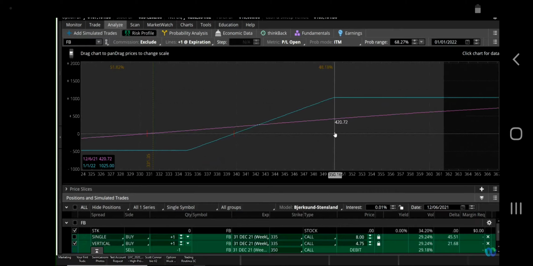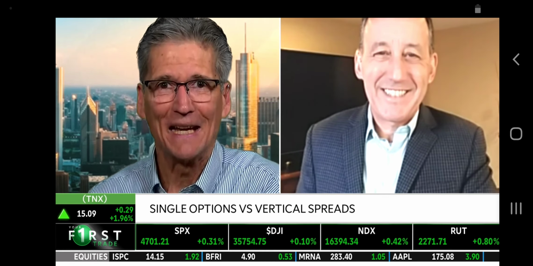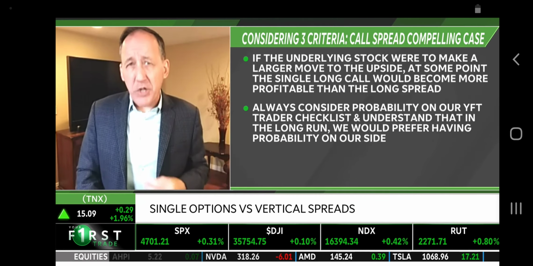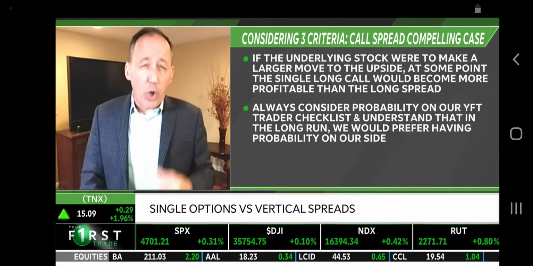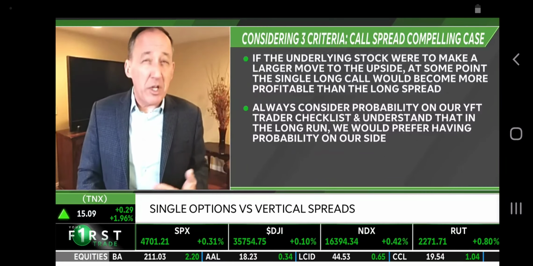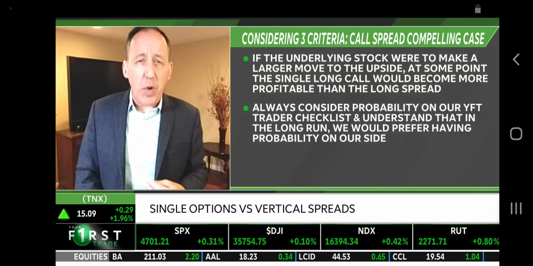So, John, we've looked at 3 different comparisons, back to back, side by side, and it looks like the vertical spread, in this case of the stock going to 350, has worked out in all 3 cases. So let's wrap it up. We have just 1 minute, John. What's your takeaway here? Sure. As we consider these 3 criteria, the call spread does provide a compelling case for us, Scott. It's important to remember that if the underlying stock were to make a larger move to the upside, at some point the single long call would become more profitable than the long spread.